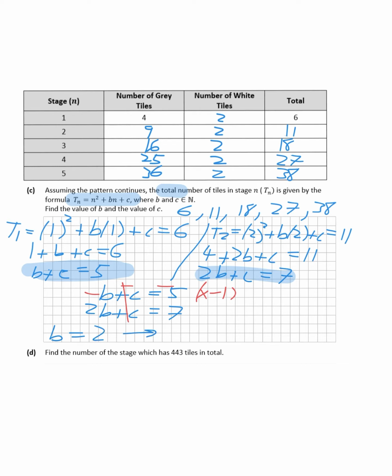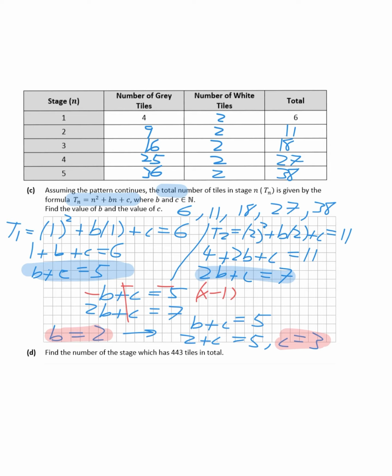Sub this now into one of the original equations, so I'll sub it into b plus c equals 5. So then we have 2 plus c is equal to 5. So then c is going to equal 3, because we bring the 2 across, so 5 minus 2 is 3. And there's our two answers: b equals 2 and c equals 3.